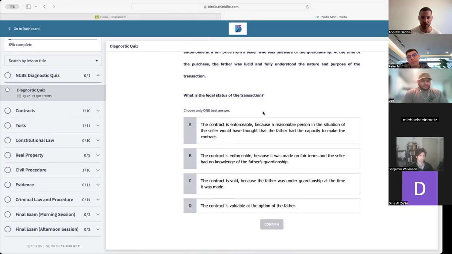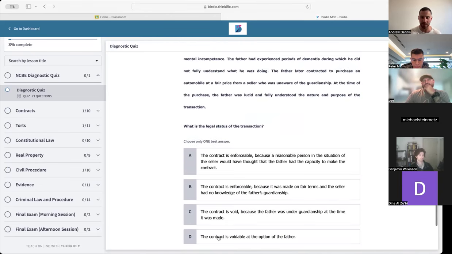The contract is enforceable because a reasonable person in the situation, a seller, would have thought that the father had the capacity to make the contract. The contract is enforceable because it was made on fair terms and the seller had no knowledge of the father's guardianship. The contract is void because the father was under guardianship at the time it was made, or the contract is voidable at the option of the father.